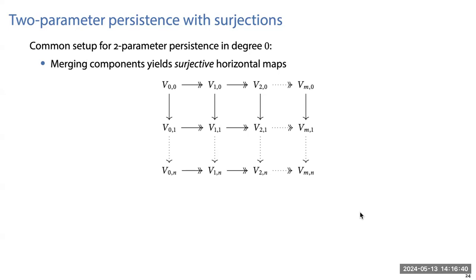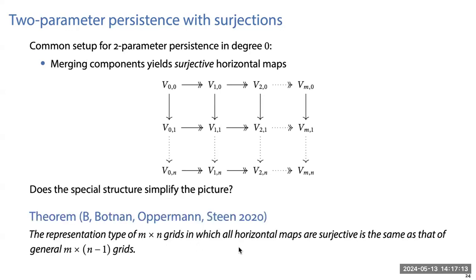So the scale parameter only merges connected components. And that means in zeroth homology, in the direction of the scale parameter, we have only surjective maps. So we don't have arbitrary grid-shaped diagrams, but a very special kind, namely epimorphisms in the horizontal direction and arbitrary maps in the vertical direction. Our question was whether we can simply argue that the representation theory is complicated. But we actually found that the situation is different from the general picture, but not by much.